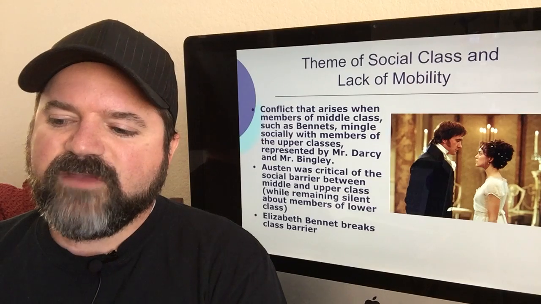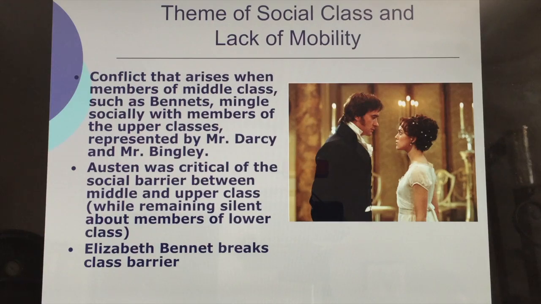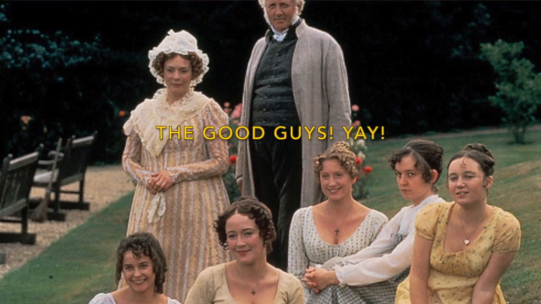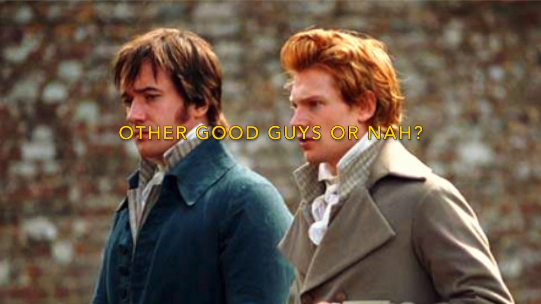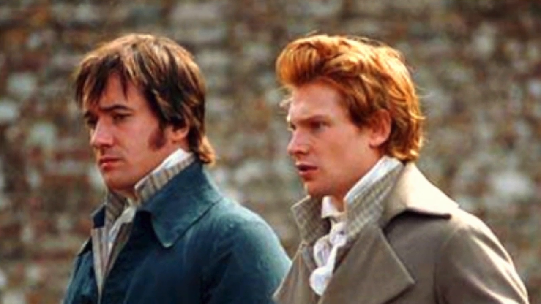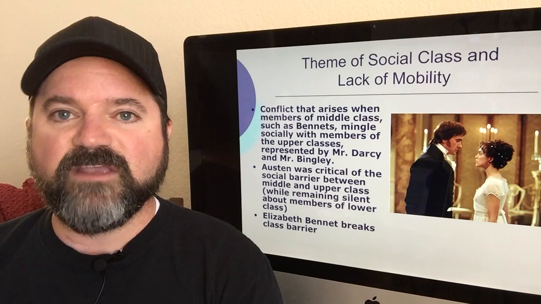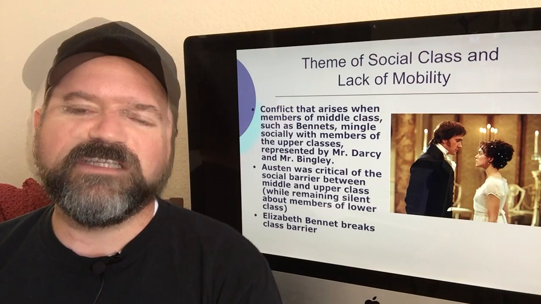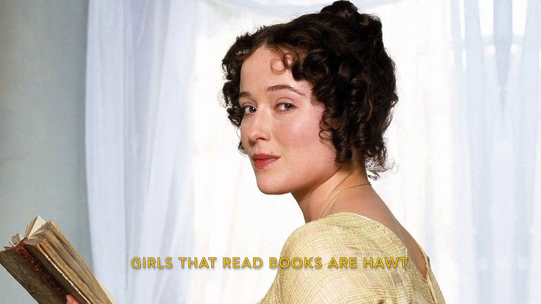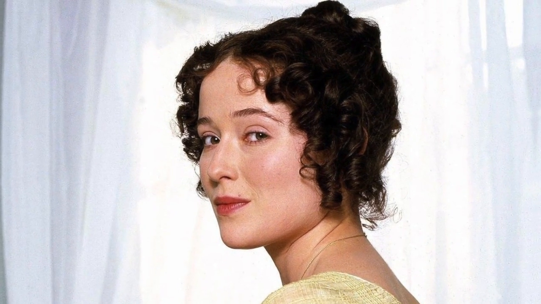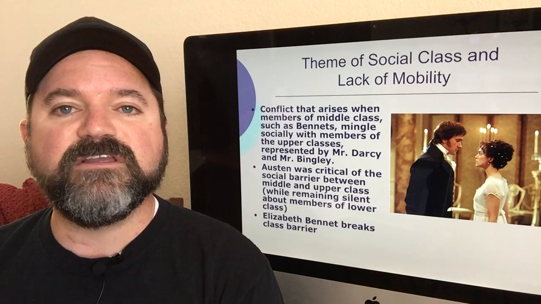In this novel, we also have the theme of social class. Jane Austen was really looking at the ideas that surround social class. You have the problem when the Bennets, who are basically middle class, are mixing with the upper classes, Mr. Darcy and Mr. Bingley. Austen was looking to find ways to critique this, and that's why our main character, Elizabeth Bennet, breaks the class barrier by having a relationship with Mr. Darcy. Sorry, spoiler alert.